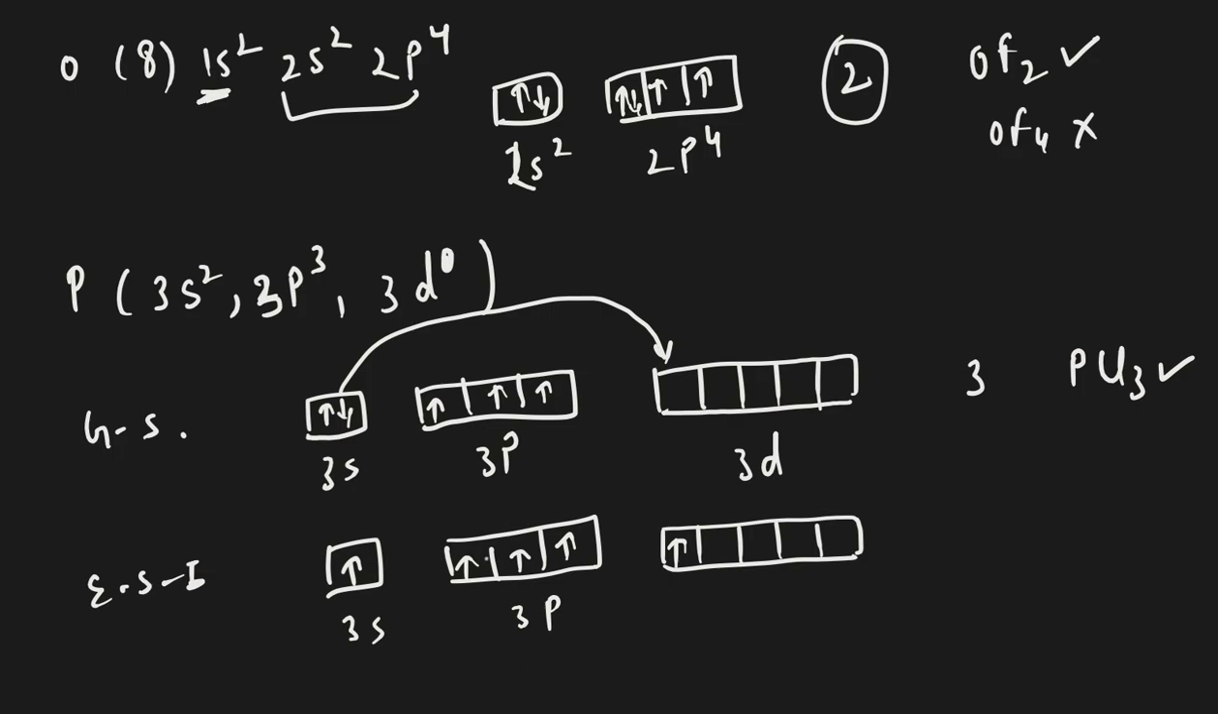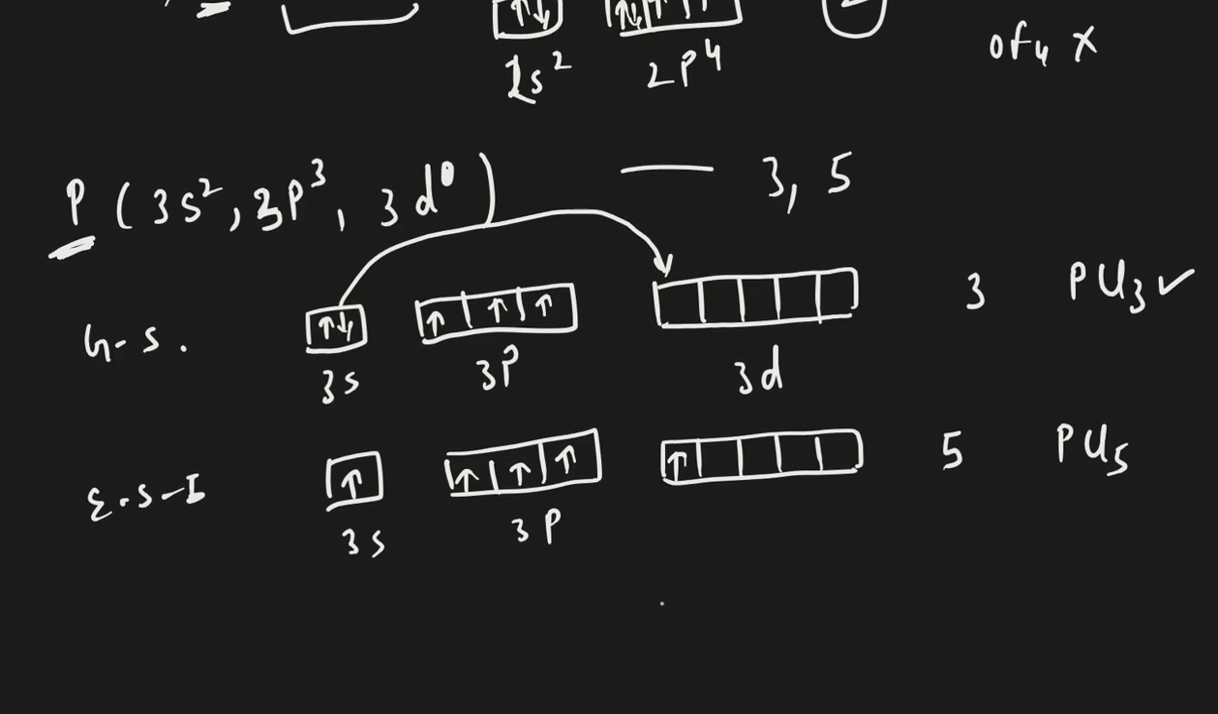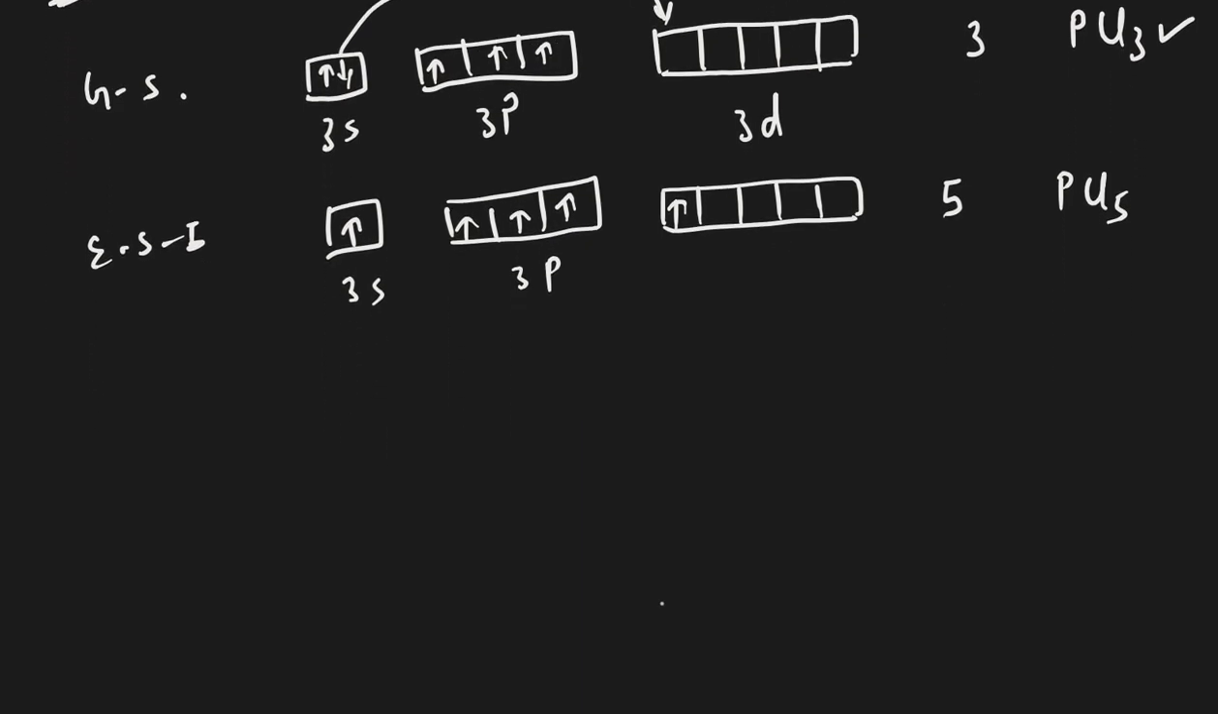So 1, 2, 3, 4, 5, right? So 5 unpaired electrons are possible here, so that is why PCl5 is possible. So in the first excitation state its covalency will be 5. That is why phosphorus shows covalency of 3 and 5. We'll take one more example and then we'll move to some other term.